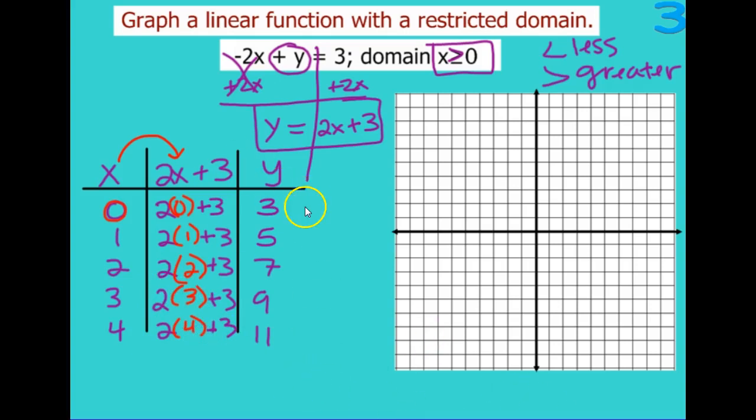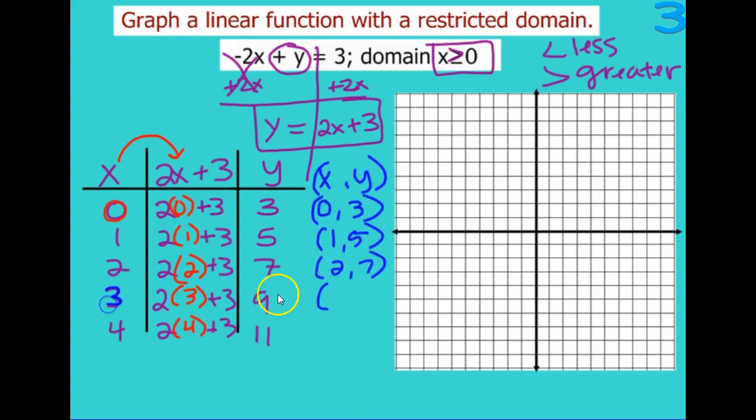So let's plot these points. First we have x, and then y. So 0, 3. I'm going to write them all out. If you can just look at the table, that's fine. I'm just looking at x, and then y. 3, 9, 4, 11. X goes left to right, y is the longer letter, goes up and down.